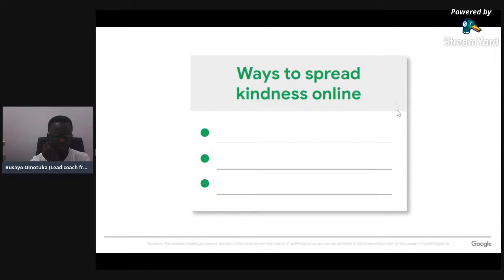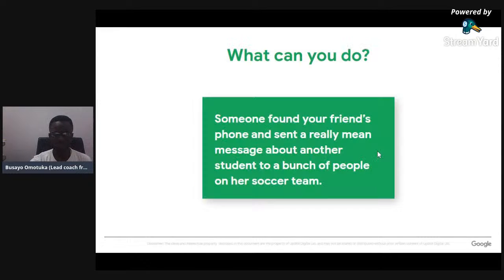So let's look at ways to share information and share kindness online. How can we share kindness online? We are going to be looking at some scenarios. For example, someone finds your friend's phone and sends a really mean message about another student to a bunch of people on a soccer team. We can ask the students what they think about this. What can you do in this scenario as a little one? What can you do?